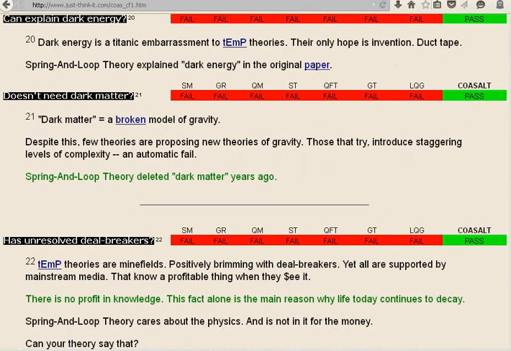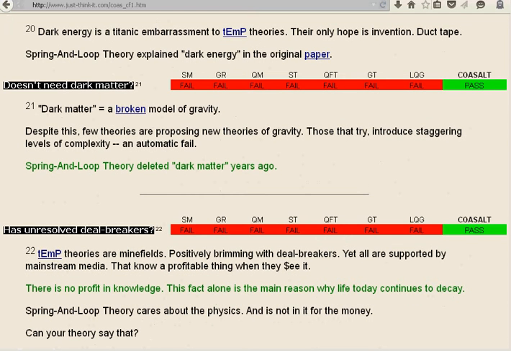Number 22. Does the theory have unresolved deal breakers? The existing mainstream physics theories are minefields, positively brimming with deal breakers. Yet all are supported by mainstream media that know a profitable thing when they see it. There is no profit in knowledge. This fact alone is the main reason why life today continues to decay. Spring and loop theory cares about the physics and is not in it for the money. Can your theory say that?